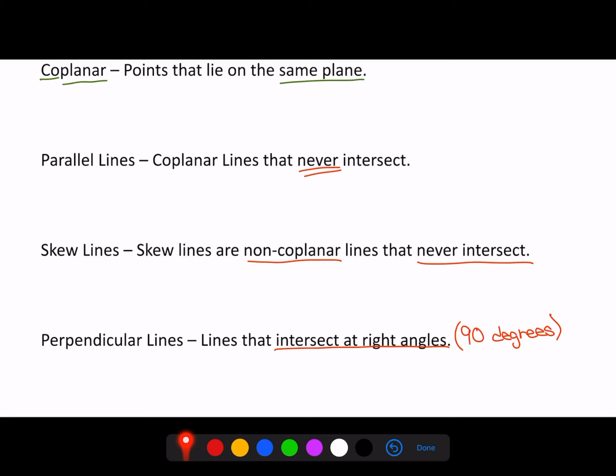Lastly, perpendicular lines. We should know this from Algebra 1 as well. Perpendicular lines are lines that intersect at 90 degrees, at right angles. So those are perpendicular, meaning that they have opposite reciprocal slopes, and they'll intersect at 90 degrees.